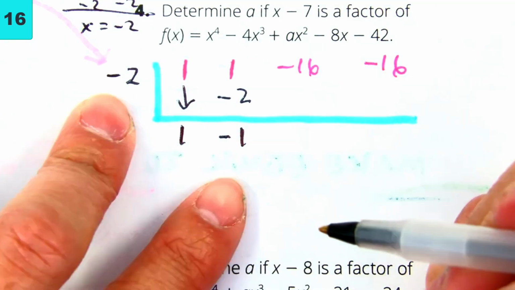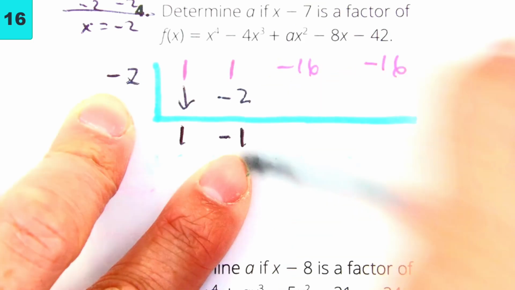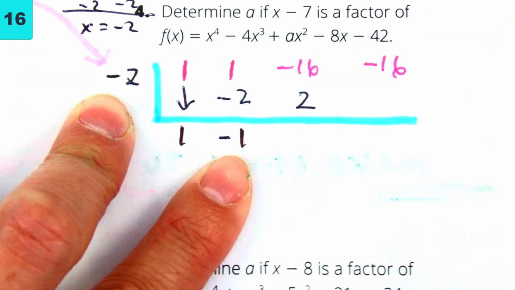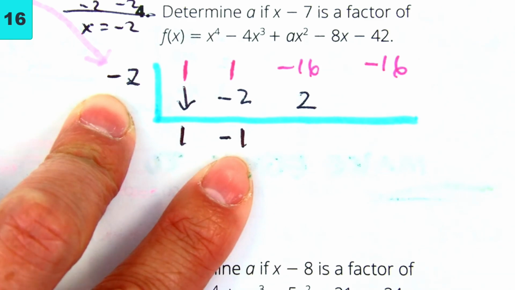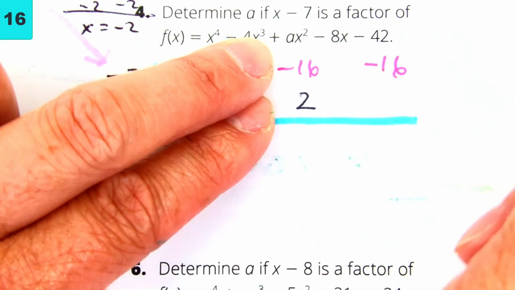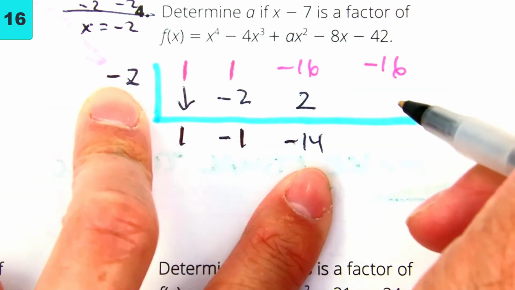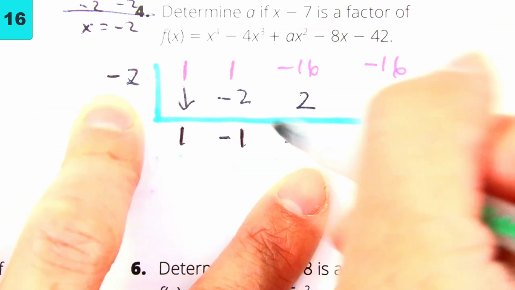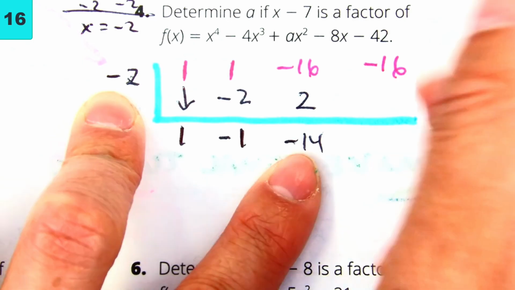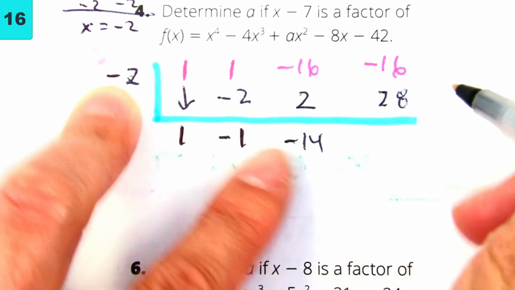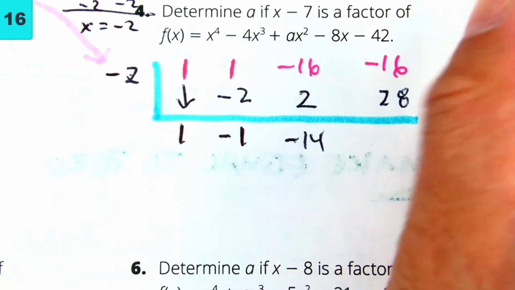Now we're going to multiply diagonally. Negative 2 times negative 1. What does that cost? And then what do you do after that? Add down. What do you get? Negative 14. What do you do here? Multiply diagonally. Negative 2 times negative 14. Positive 28. And then if you add down, you get 12.